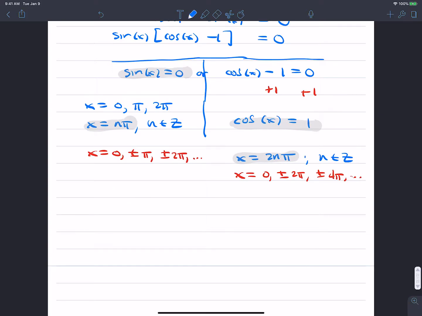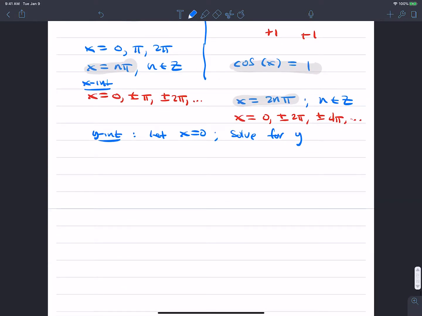Let's just label that x-intercepts here. So for your y-intercepts, let's remember, the procedure will be to let x be 0 and solve for y. Now you already noticed it's already solved for y, right? y equals sine x minus tangent x. Is that true?